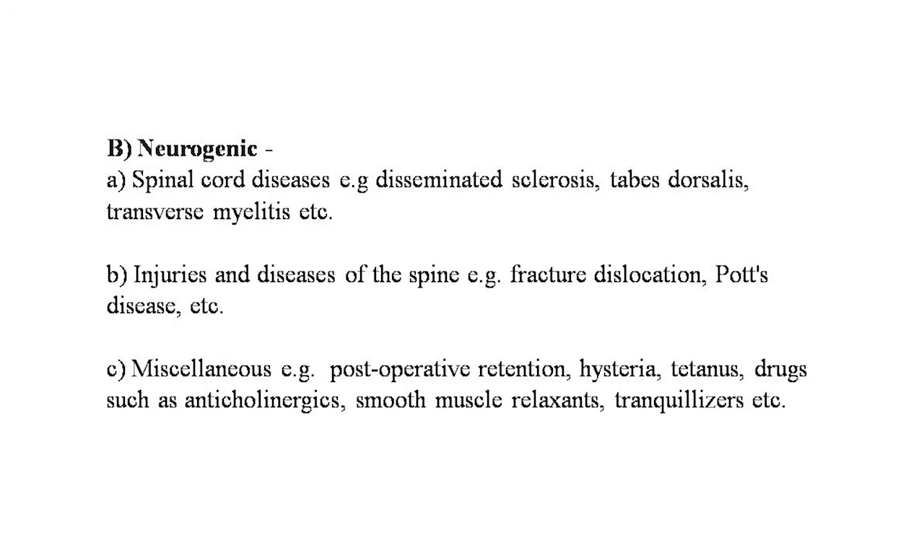Now the second main cause is neurogenic. The neurogenic causes of retention of urine are spinal cord diseases, that is disseminated sclerosis, tabes dorsalis, transverse myelitis, etc. Second are injuries and diseases of the spine, that is fracture dislocation, Pott's disease, etc. Miscellaneous causes are post-operative retention, hysteria, tetanus, and drugs such as anticholinergics, smooth muscle relaxants and tranquilizers, etc.